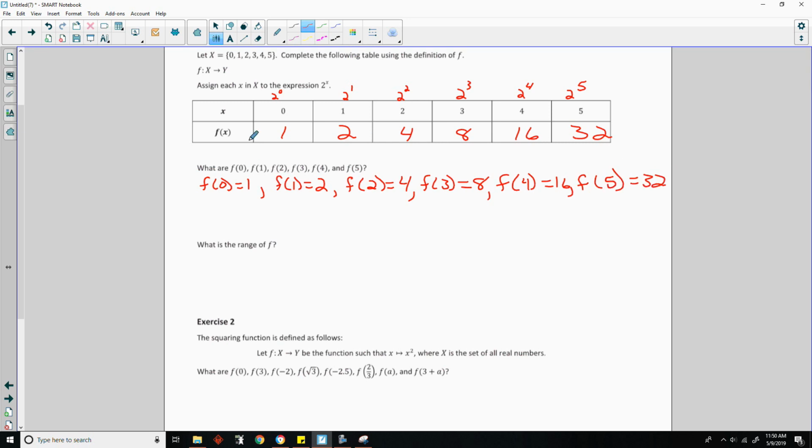So all we did here was say that f of whatever equals, instead of just making a table like up here. Now it says, what is the range of f? Okay, well, x is the domain, and y will be the range, and the range of f is the set that includes these values that we ended up with: 1, 2, 4, 8, 16, and 32. So that is the range.